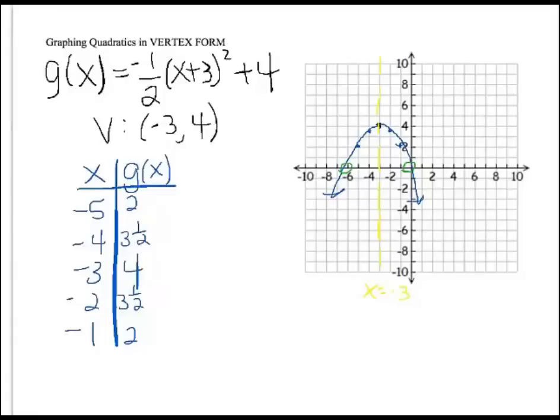Now I could probably estimate those zeros if I wanted to, but I might actually want to find them as well. The other important part, where the parabola crosses the y-axis, it looks like it's going to be somewhere down there. Now we can find exactly where the graph crosses the x-axis and where it crosses the y-axis. So let's figure that out.